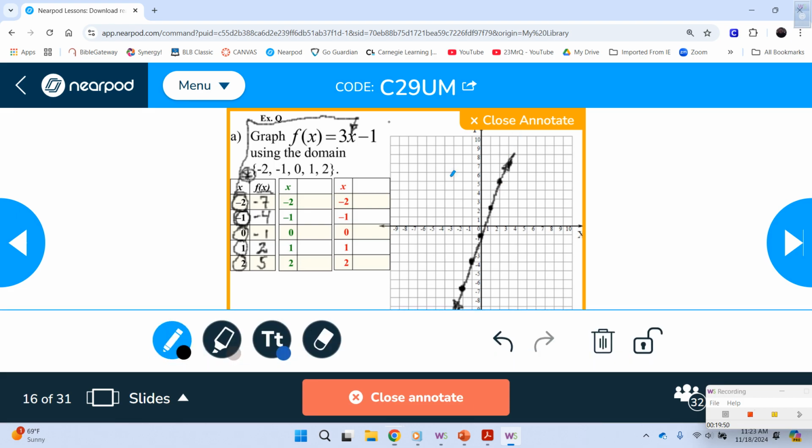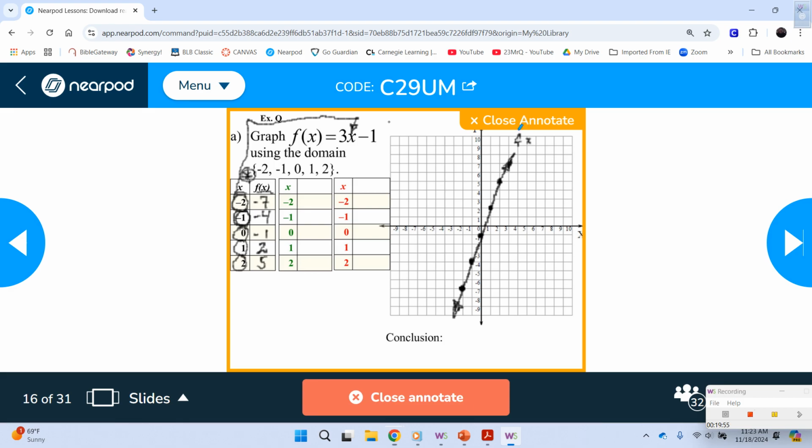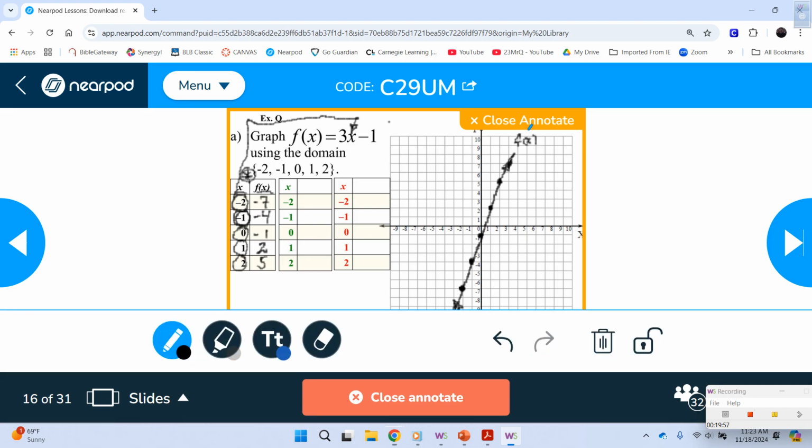And since this is the original one that we started with, we're going to label this one f of x. All right? So far so good? Yes? All right. Next.